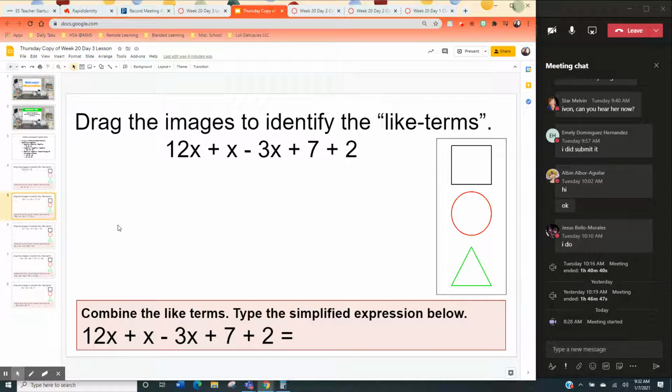And I want you to take a second. On your computer screens, I want you to go ahead and drag over images around like terms. Use your square, your circle, and your triangle if you need it, because you may not need all three of those shapes to put around your like terms. So go ahead and take about 30 seconds.